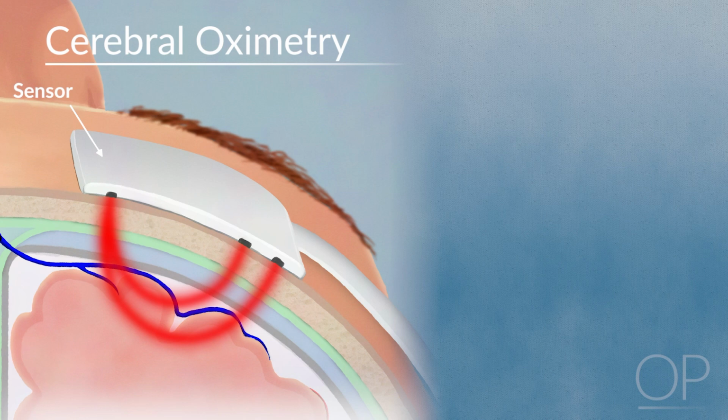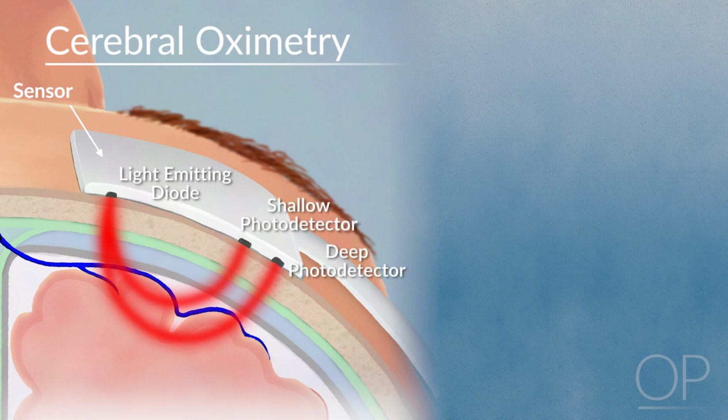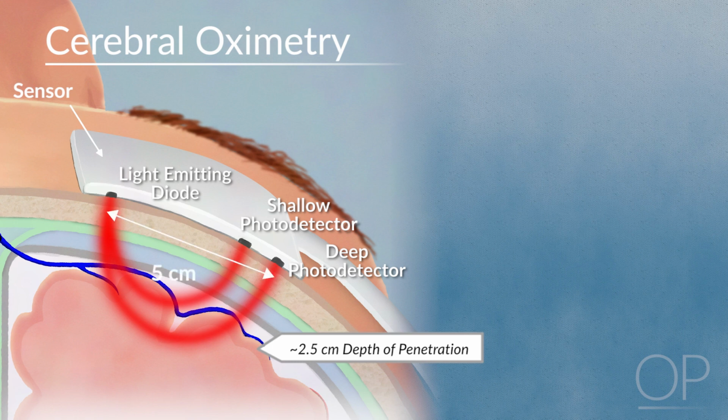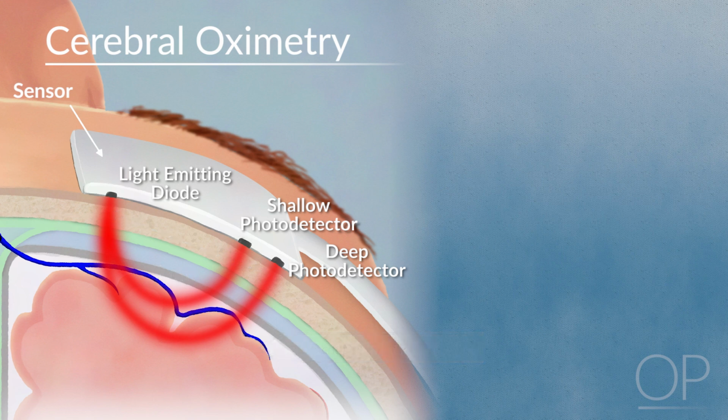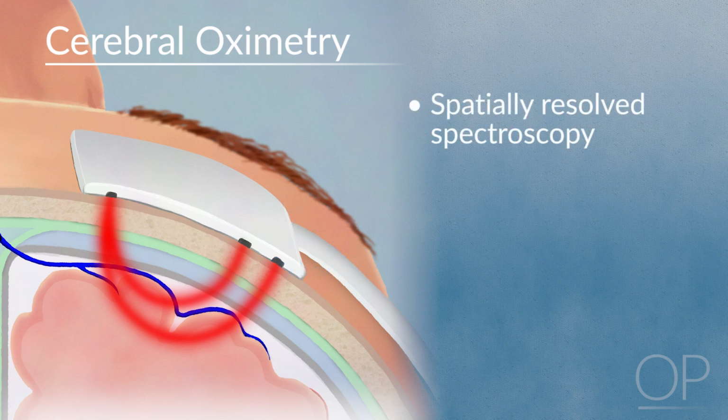So this is a sensor with a single emitter and two light detectors, a shallow and deep detector, sometimes referred to as a near and far detector. The depth of penetration is about half the distance between the emitter and the deep detector or the superficial detector. In this example, the distance is 5 centimeters between the deep detector and the emitter, so the depth of penetration is about 2.5 centimeters. As you can see, the shallow detector will assess changes in light intensity mainly from extracerebral components, whereas the deep detector will evaluate changes in intensity from both cerebral and extracerebral components. Spatially resolved spectroscopy is used to differentiate the cerebral from the extracerebral components.